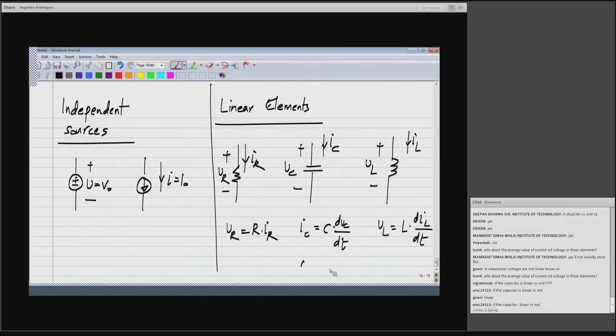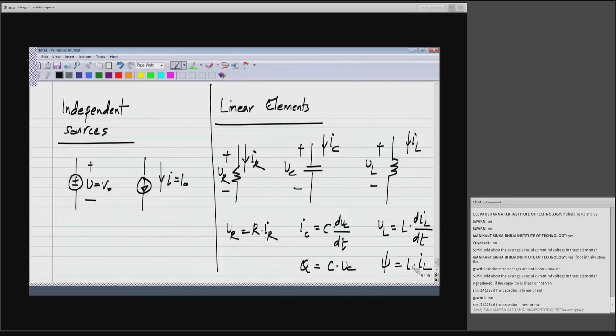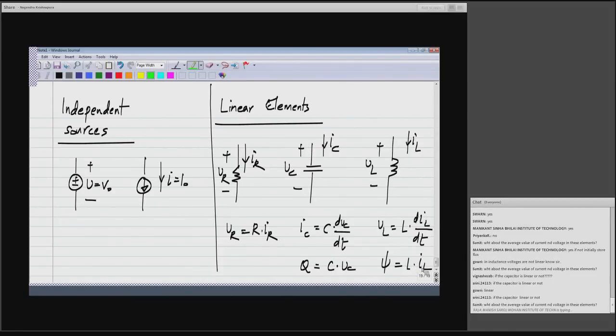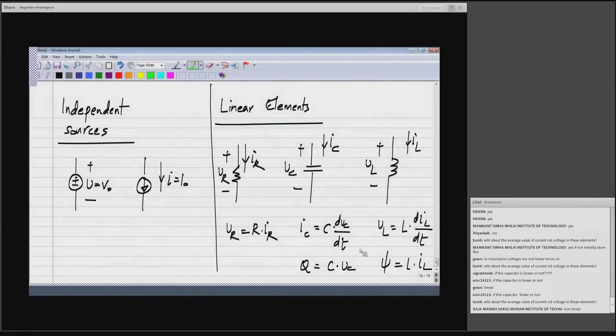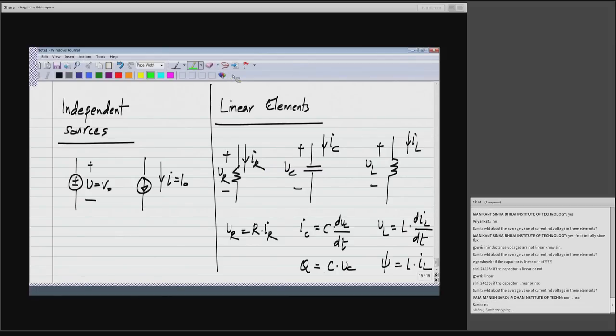And these have similar quantities that have this proportionality relationship. Okay, they are not voltages and currents. In this case, it's the charge, and in the case of the inductor, it's the flux linkage. And these make it even more obvious that the elements are linear, and the derivative operator itself is linear. So all these are linear elements.